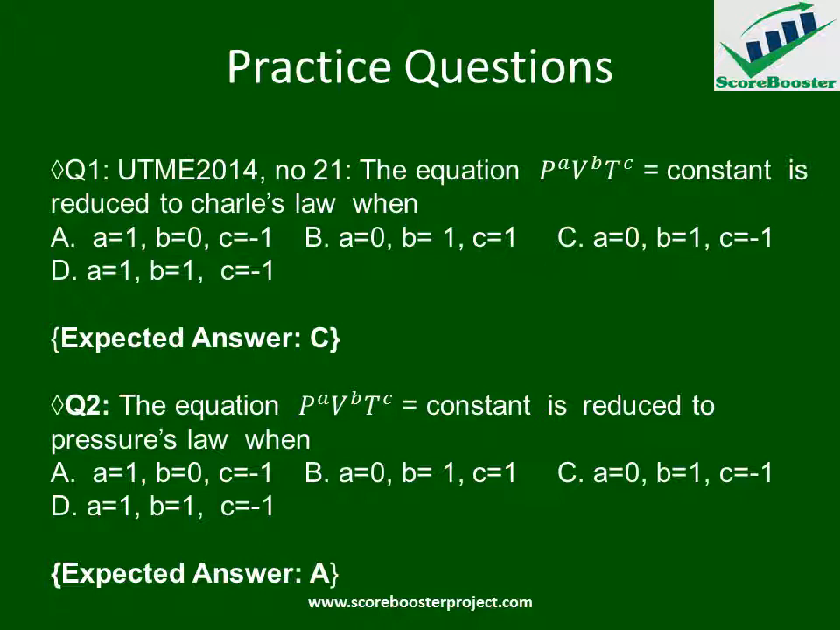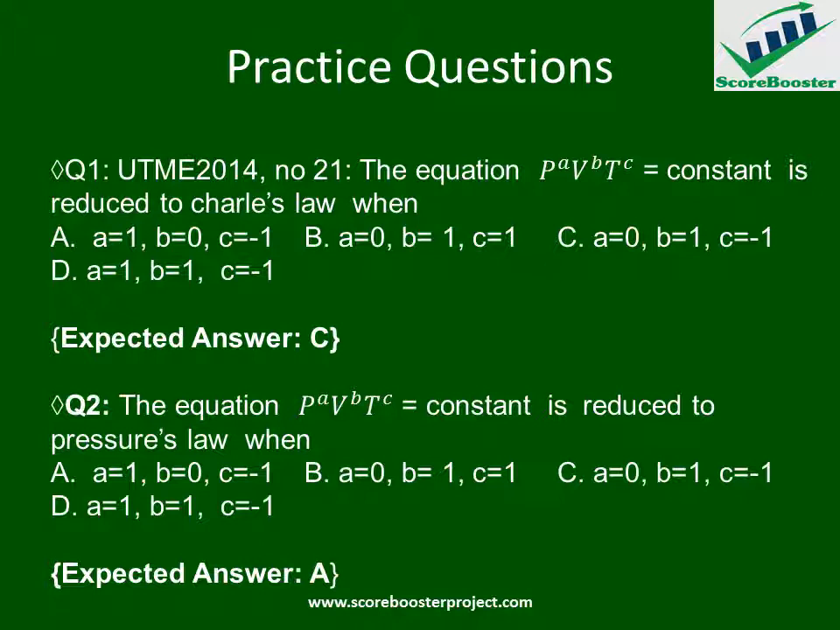Option A says a equals 1, b equals 0, c equals minus 1. Option B says a equals 0, b equals 1, c equals 1. Option C says a equals 0, b equals 1, c equals minus 1. Option D says a equals 1, b equals 1, c equals minus 1. Expected answer here is option C.